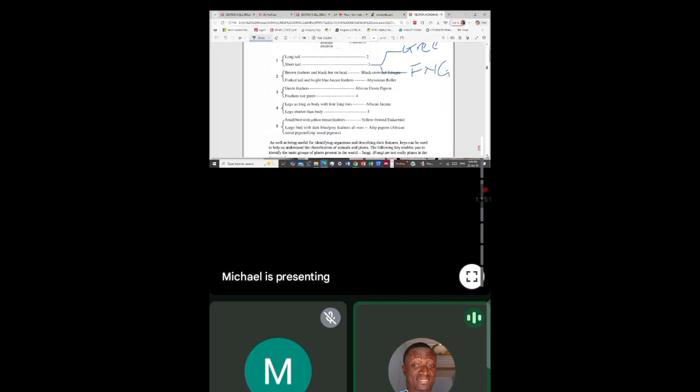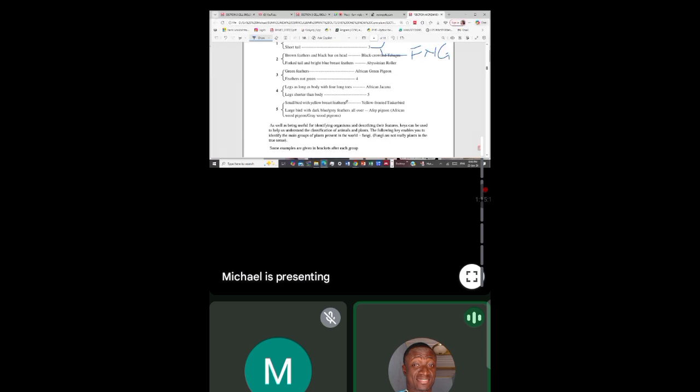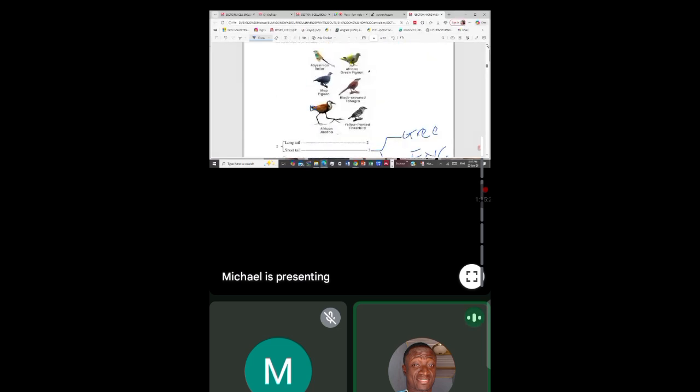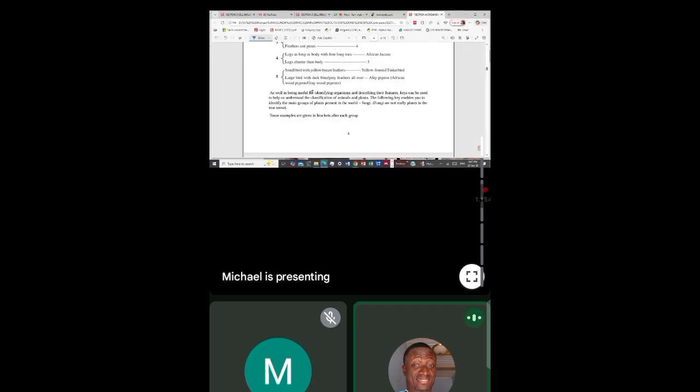Small bird with yellow breast feathers. So small bird, yellow breast feathers. You come and check. Small bird, yellow feathers. So you come here, in between these 2. And because even the name says yellow-fronted thinker, you refer to this organism, because this pigeon is larger than this one. So it's a yellow-fronted thinker. And the last one is large bird with a dark blue, that is the Afep pigeon.